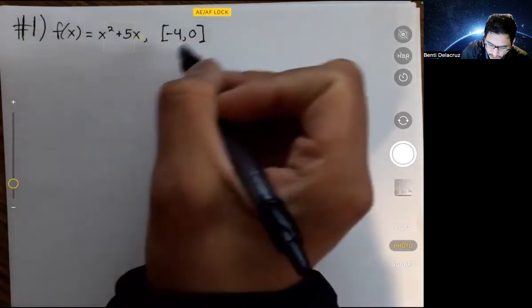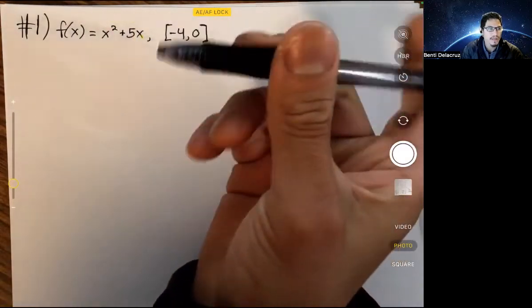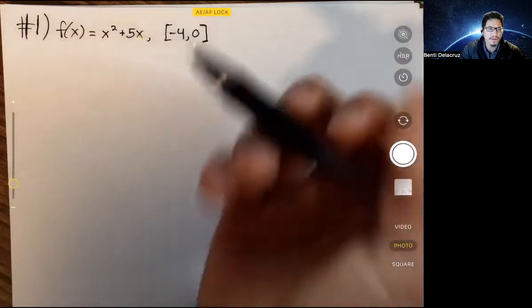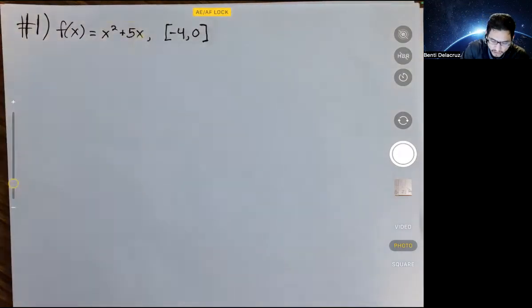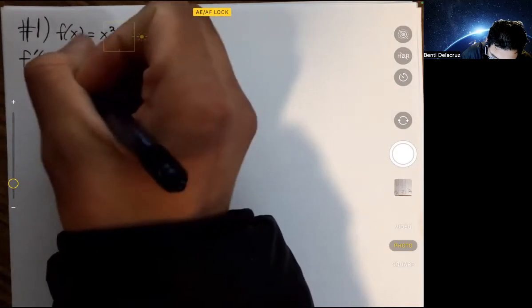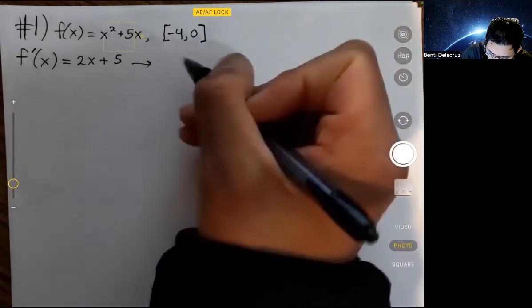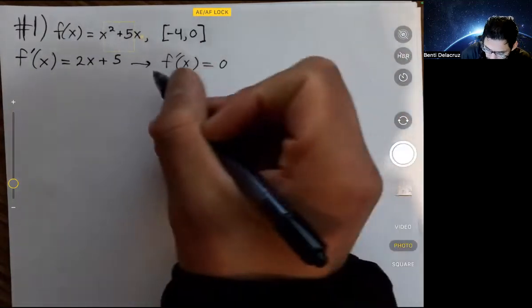So when you're trying to find extrema, maximums or minimums, you essentially want to figure out critical values, and you do that by determining where the derivative is undefined or where it's equal to 0. So let's first calculate the derivative equation. So f prime of x will be 2x plus 5. And then we set this equation equal to 0. So f prime of x equal to 0.